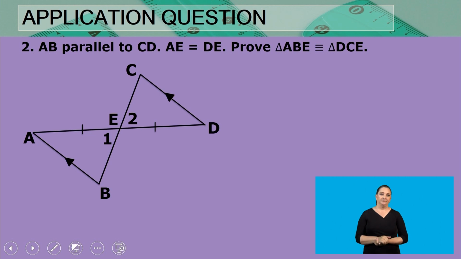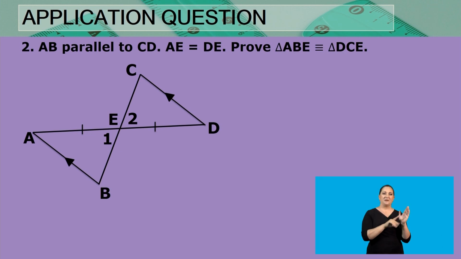So we are told here that AB is parallel to CD and AE is equal to DE, as we are shown in our diagram. Prove that triangle ABE is congruent to triangle DCE. Now, let's start with the given sides. So we are told that AE is equal to DE, and that of course is given to us. So we can see that AE is equal to DE.